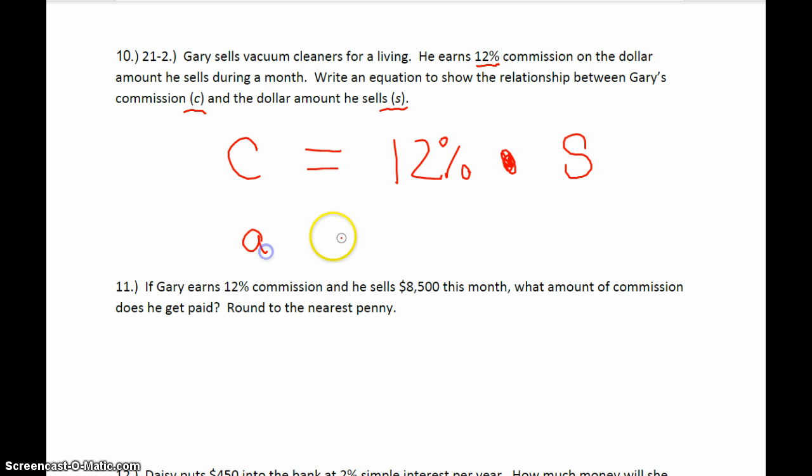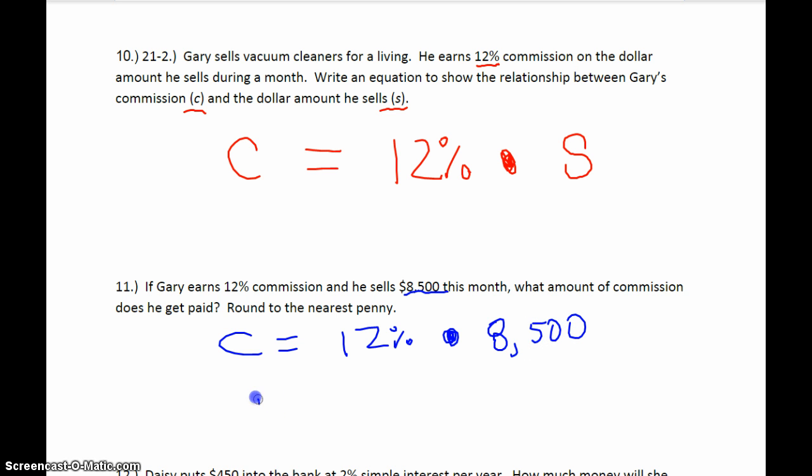It's just like the amount of tax problem. Remember, the amount of tax is, say sales tax is 6% times the price. It's just like that. Only this time it's commission. We take 12% of the amount he sells to get the amount of commission. So I could solve this equation. If my equation is commission is 12% times the amount he sells, I know the amount he sells in number 11 is $8,500, and I would just be solving by multiplying 12%, not 12, but 12%, which is 12 hundredths, or 0.12, times 8,500, and I would get a commission of $1,020. That's what Gary gets.